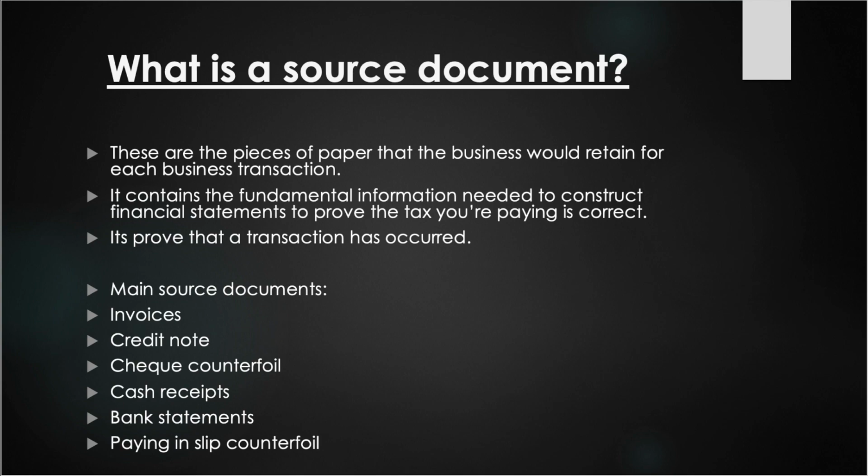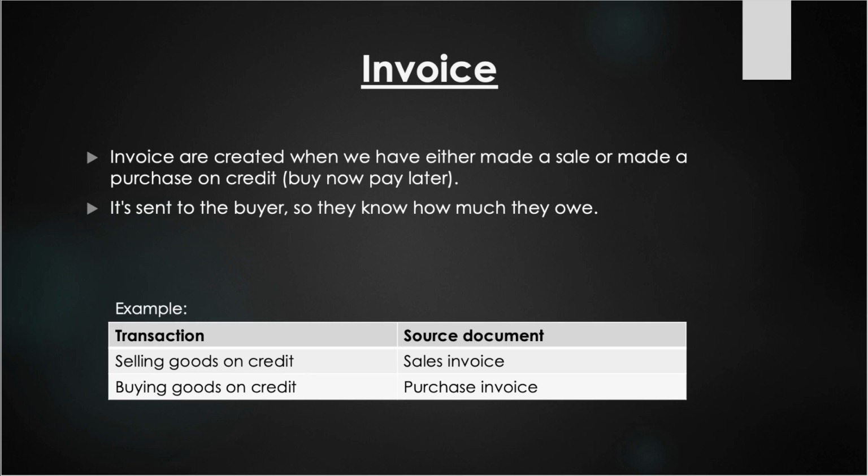The main source documents to remember are invoices, credit notes, check counterfoil, cash receipts, bank statements, and paying-in slip. In this video, I'll be going through all of them one by one with examples. So the first one is invoice. Invoices are created when we have either made a sale or made a purchase on credit. Buy now, pay later. It's sent to the buyer so they know how much they owe.